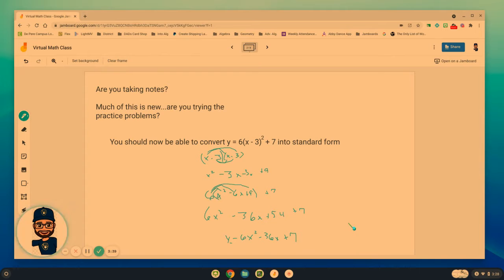Again, standard form gives me that the y-intercept is now at 7, or the point (0, 7). And if I wanted to, I could use this information. If a is 6 and b is negative 36 and c is 7, I could use that quadratic formula to find my solutions. But you need to know how to convert into standard.